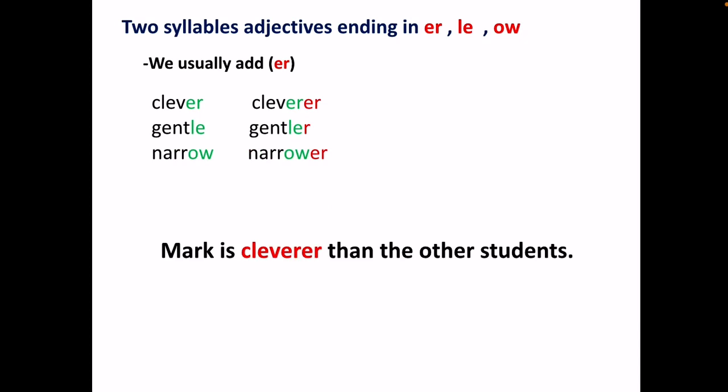Mark is cleverer than the other student. Here we compare Mark with the other student. Okay, they are both nouns. Mark is a noun, student is a noun, and we compare between them using comparative adjective cleverer.